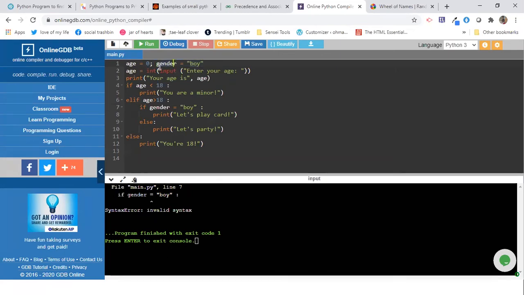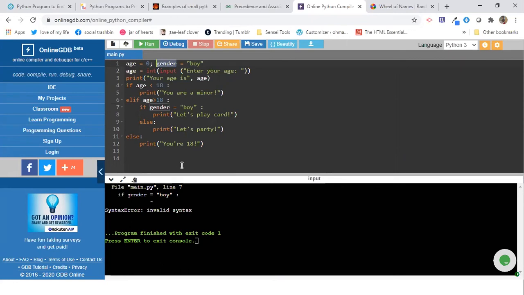So therefore, di ba, nag-set na tayo ng string sa gender. Therefore, gender is data type string. You need to convert. How about Jolly? Wala na, ma'am. Okay na sa akin.